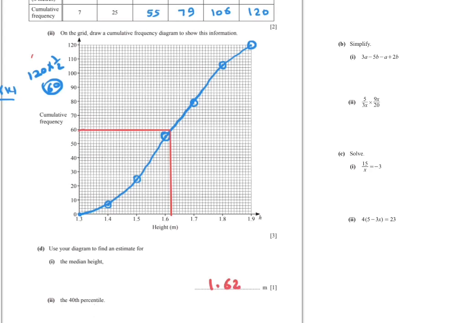For the 40th percentile, multiply 40% by 120 to find the order, which equals 48. Now start from 48, draw a horizontal line until you reach the curve, then go down. So the 40th percentile is 1.58.